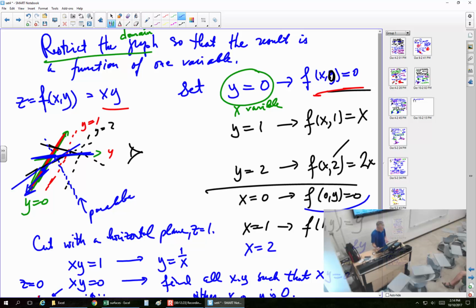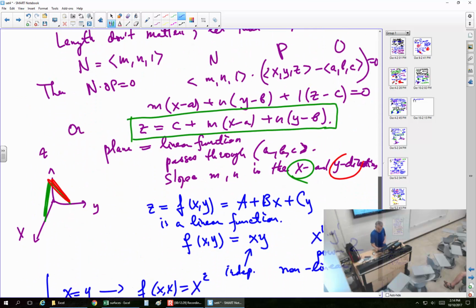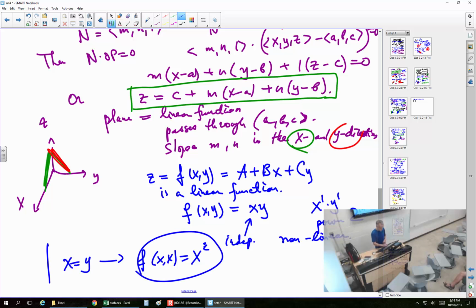I plugged in y equal x somewhere, and I ended up with x squared. Remember that one? For some reason I can't see it here. And it was a parabola right here. So to discover that there's a parabola, if you cut it along the axis, you might be missing something. And this one reveals that there is actually a parabola. And that's why it's called hyperbolic parabola.